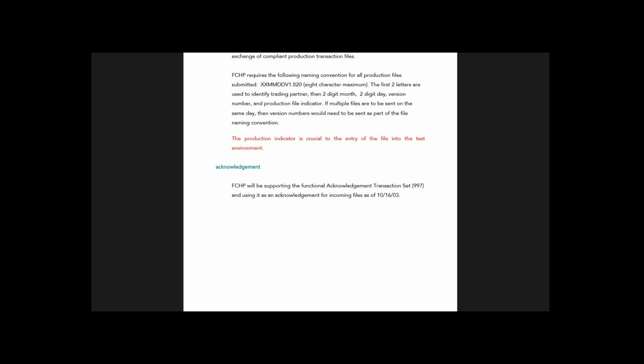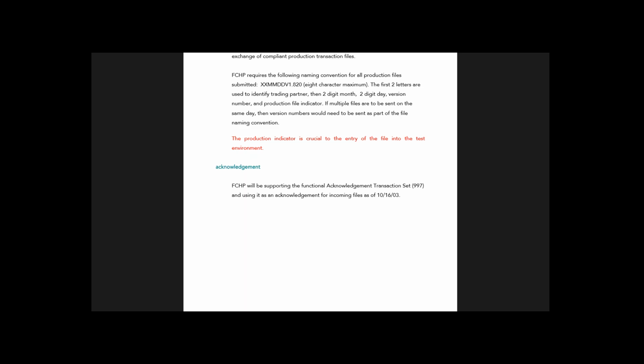Will it be only one acknowledgement, or does one acknowledgement get generated for every file? No, each batch gets one acknowledgement. There is a limit on how many files they can submit per batch. Correct.